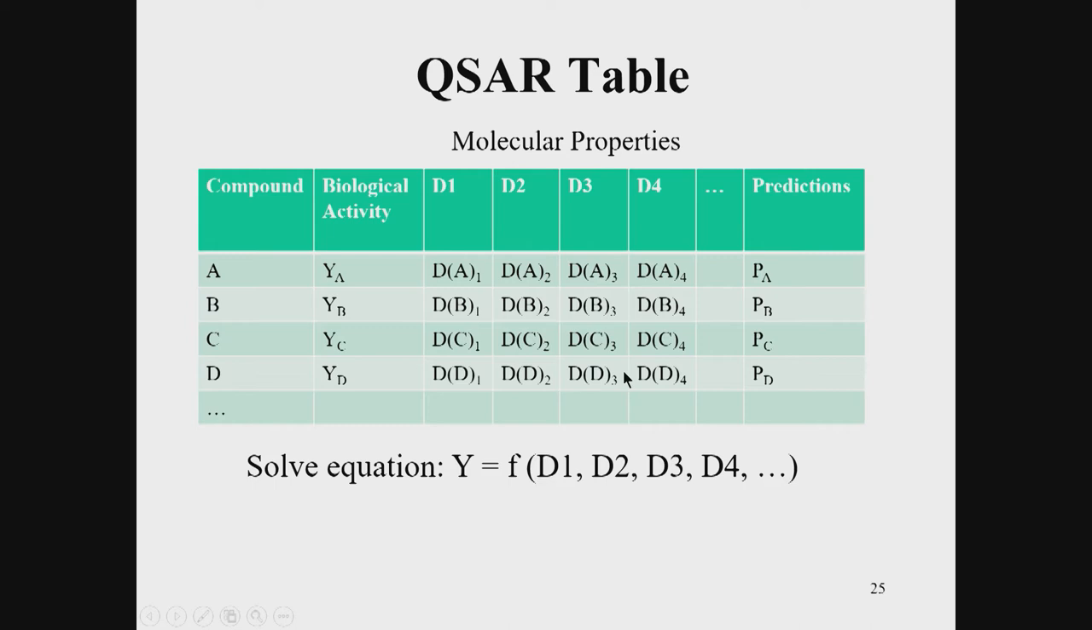And then we try and solve this equation of y, the activity, is equal to a function of descriptor 1, descriptor 2, descriptor 3, and so forth, in order to come up with an equation that leads us to be able to predict the activity of A, B, C, D, etc. So the more data you put into your QSAR, the better your predictions will be.